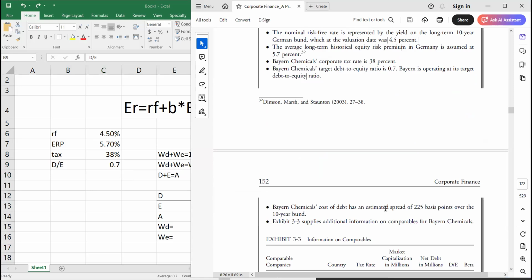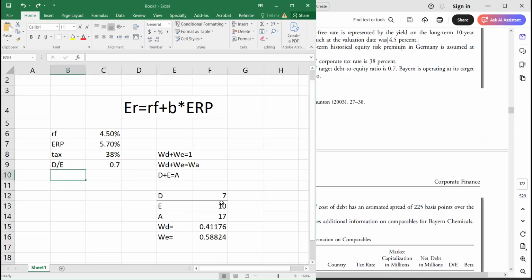The cost of debt has an estimated spread of 225 basis points. So the cost of debt is 225 basis points. If you want to convert into percentages, it's 2.25%. And that's it. All the information that is given about this company is here, but we need to calculate the beta for this company in order to proceed.